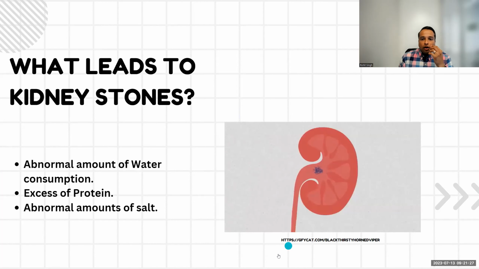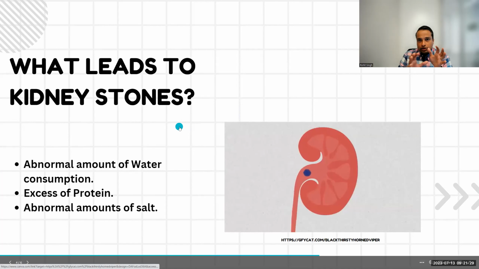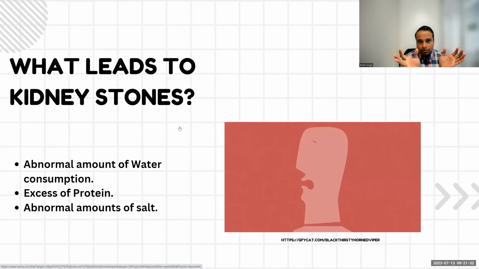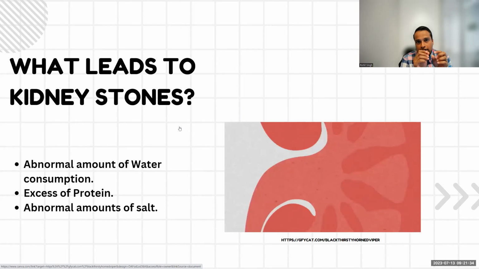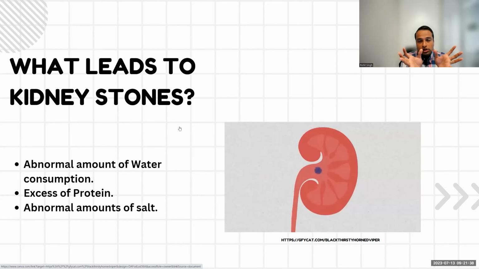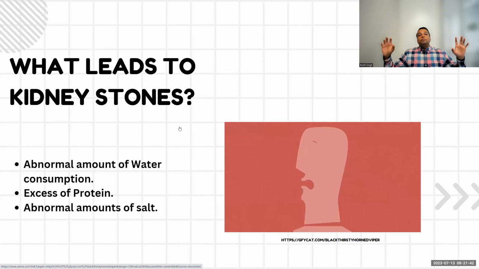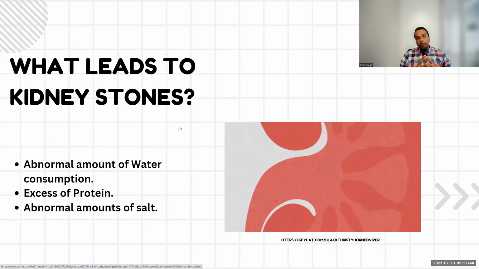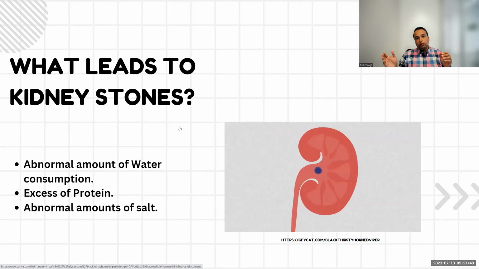So always try to remember that a kidney stone is passable. It's not that it cannot be got rid of. It causes a lot of pain, but it is mostly because there's not enough hydration and there is an excess and abnormal amount of salt and protein over a period of time. It doesn't happen instantly. It takes a while to create a kidney stone.